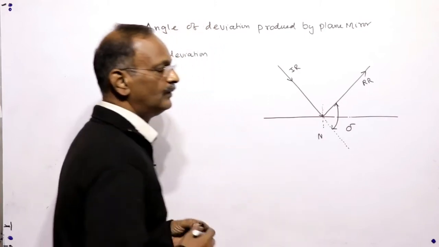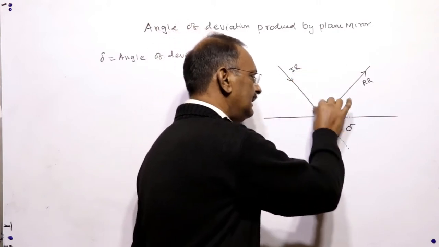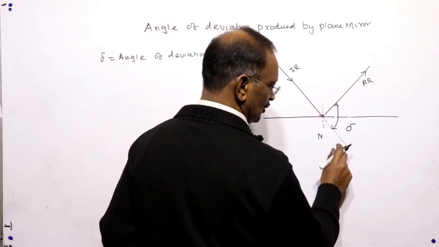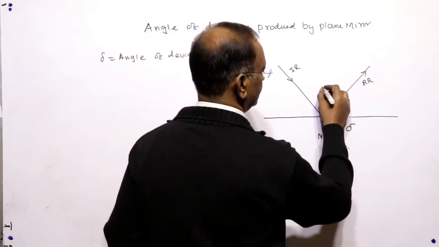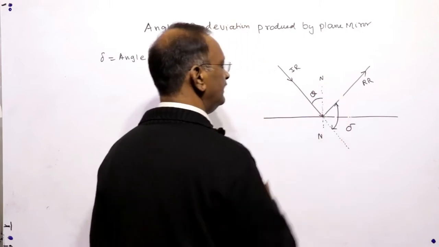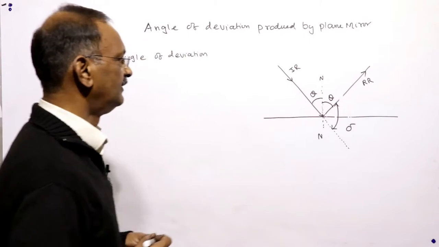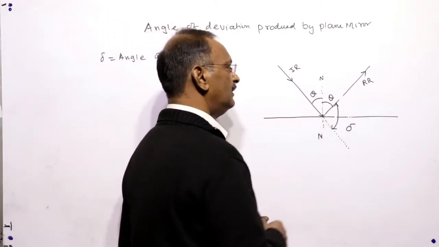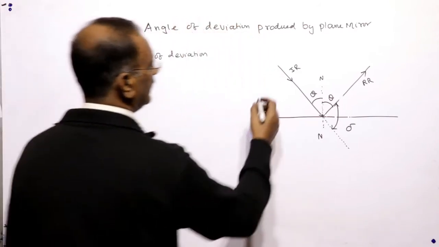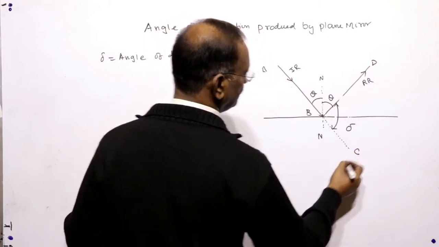How to find out the angle of deviation? Produce the incident ray further, then measure the angle between the direction of the incident ray and the reflected ray. This is the normal. The angle of incidence with respect to the normal is theta, and the angle of reflection is also theta with respect to the normal. We get points A, B, D and C.